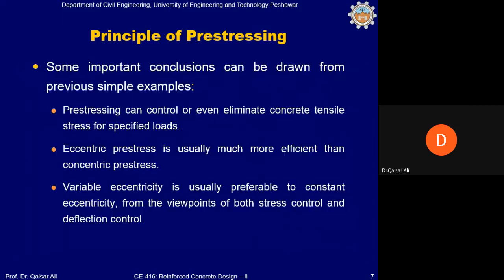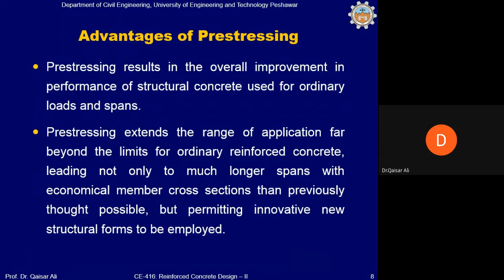The important conclusions that we draw from the previous several examples. Prestressing can control or even eliminate concrete tensile stress for specified loads. You have seen this. Eccentric prestress is usually much more efficient than concentric prestress. We have already seen this. And variable eccentricity is usually preferable to constant eccentricity from the viewpoints of both stress control and deflection control. One thing that I forgot to tell you, that not only the tensile stresses, but the deflection can also be completely eliminated by prestressing technique.